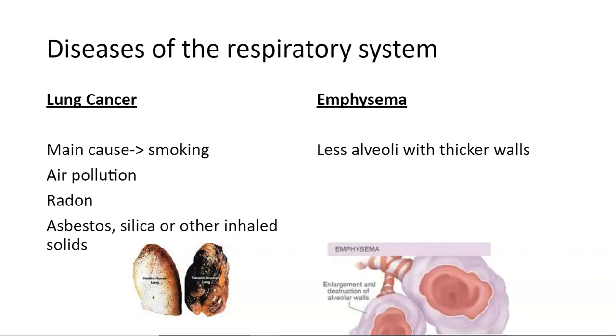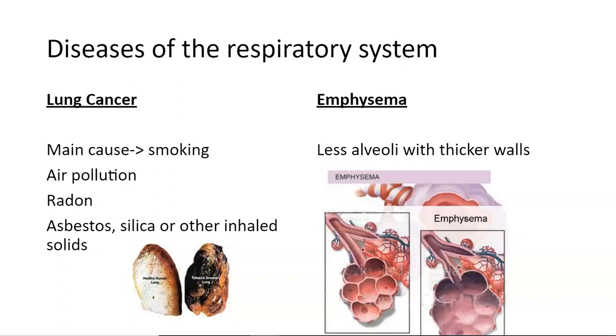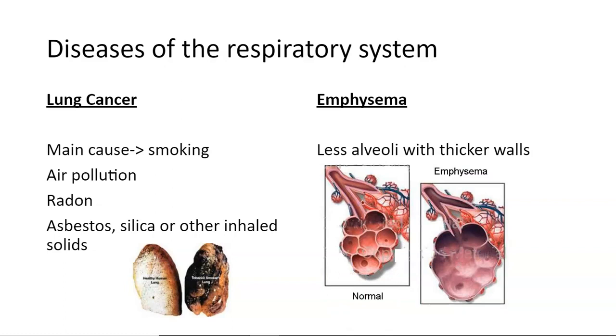Emphysema: you end up with less alveoli with thicker walls. When those walls are damaged and can't be repaired, the alveoli start to fuse together, and this results in less efficient diffusion. It's a larger space, it's harder to diffuse, there's not as much surface. And so people with emphysema have to labor quite a bit in order to get the proper gas exchange, and oftentimes they'll need to use an oxygen mask.